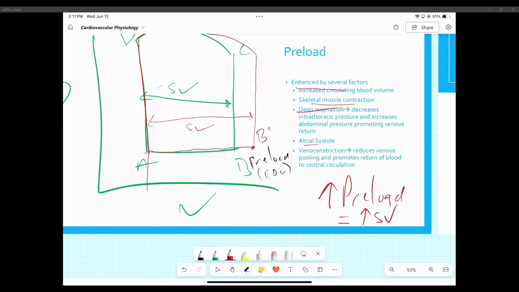Atrial systole, venoconstriction. What is venoconstriction? Veins. Do not confuse that. Read that word, veno. If it says vasoconstriction, it's usually going to be an artery. But when it says venoconstriction, it's a vein. So if you increase the constriction of your deep veins in your legs, which way is the blood going to go? Back to the heart. That's what those are talking about. So that's preload. Positive relationship. You increase preload, stroke volume goes up.